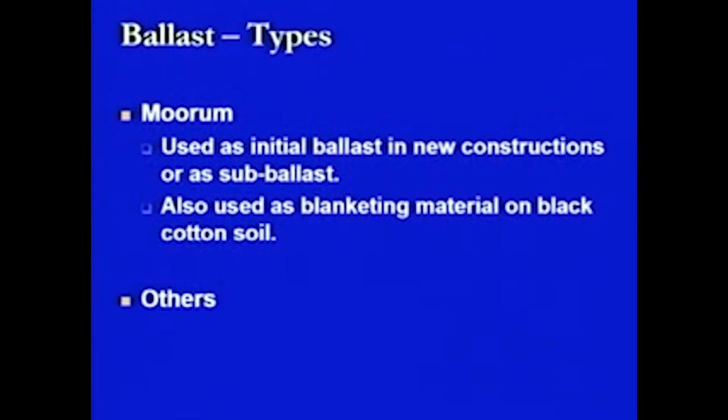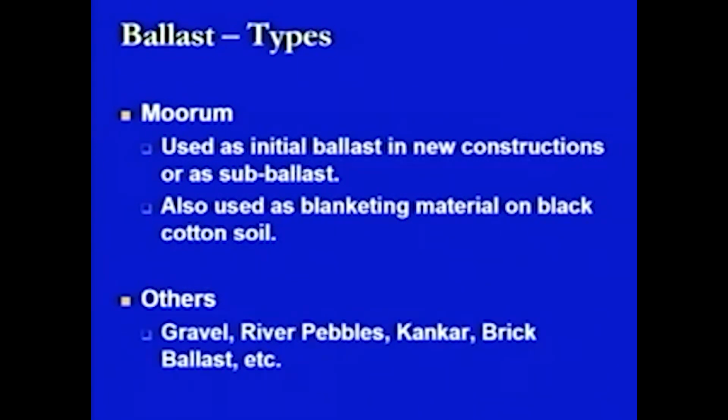Then there are other types of ballast cushions, materials which have been used at different points of time, and which can also be used if available locally in that area, like gravel, river pebbles, conker, brake ballast, etc. These are all different types of ballast materials which can be used as a cushion in the railway track structure.